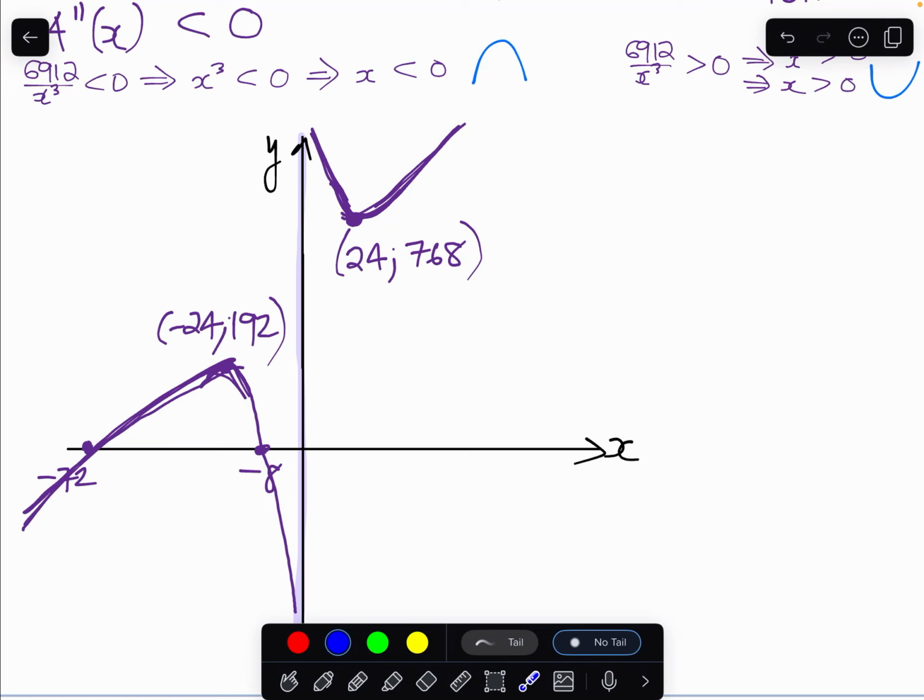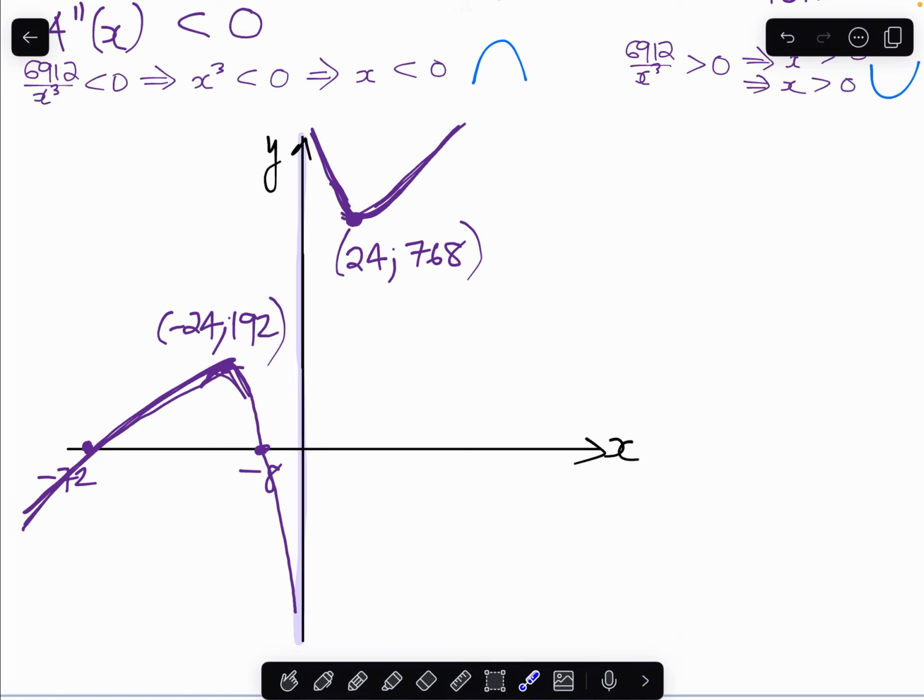We can confirm these guesses by looking at the behavior of the limits of the function, right? So we want to verify that when x is getting closer and closer to 0 from the positive side, the function is going to go further and further up to positive infinity. So that's the first limit we want to verify. The second limit we want to verify is that when x is getting closer and closer to 0 from the negative side, our graph is going to plunge further and further down to negative infinity, right?